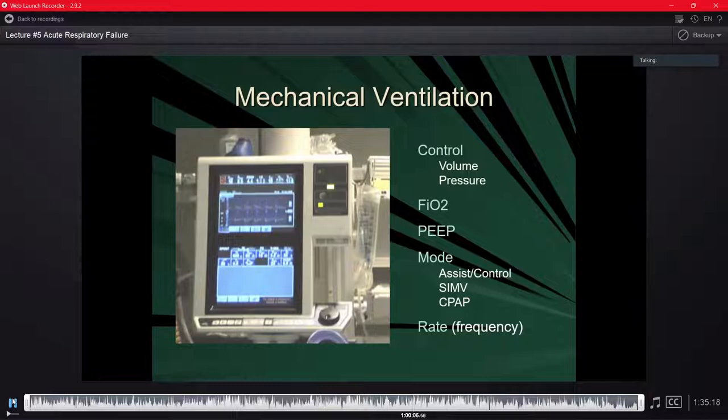That's an example. Okay. We have different modes, and FiO2 is how much oxygen I'm giving you. PEEP is how much pressure I'm putting in per breath. Mode is my assist control. Okay. So in other words, I'm in charge. I'm going to breathe for you if you're not breathing. However, maybe you just need a little bit of effort, help.